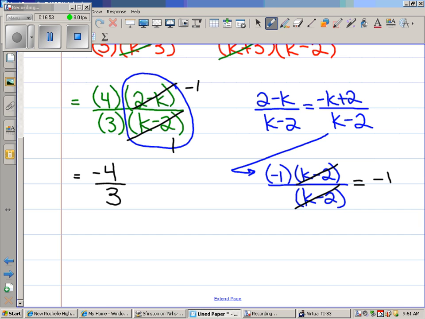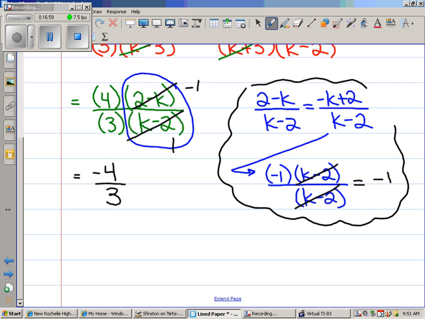I mean, it's just a trick. I don't do this every time. It would take forever. Here's the trick, right? 2 minus k over k minus 2 equals negative 1. Anytime you see it, just so you can keep track of stuff and cancel it out.